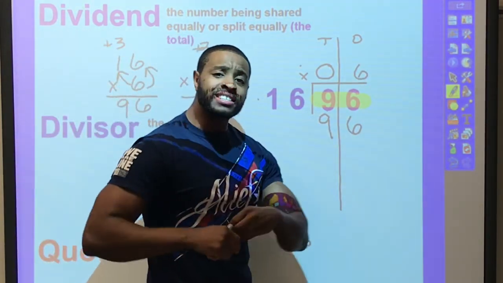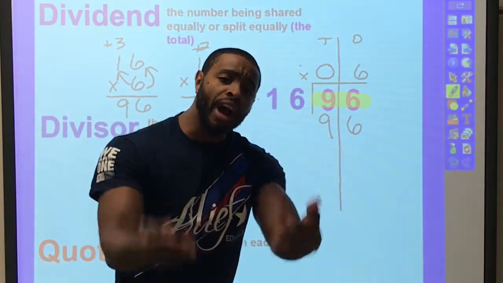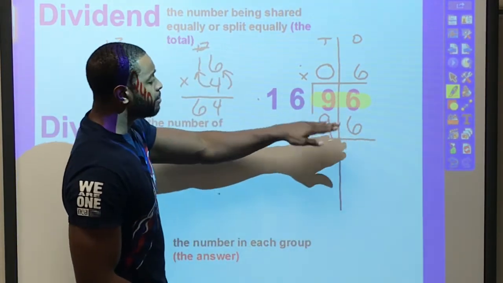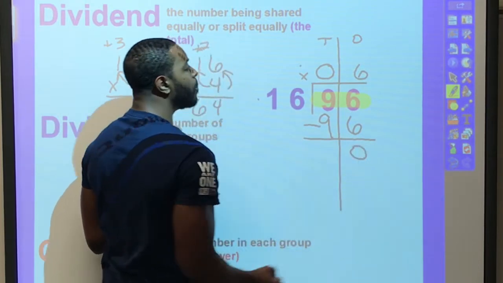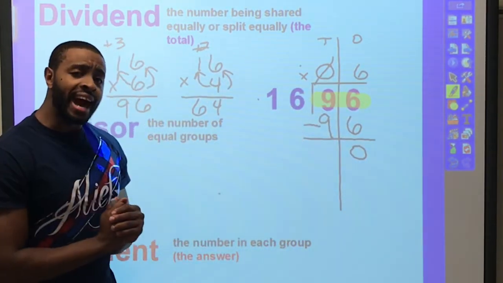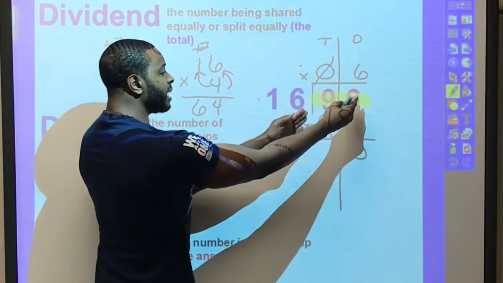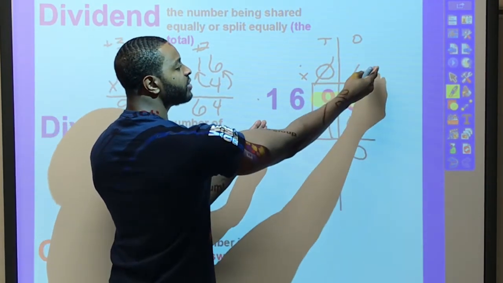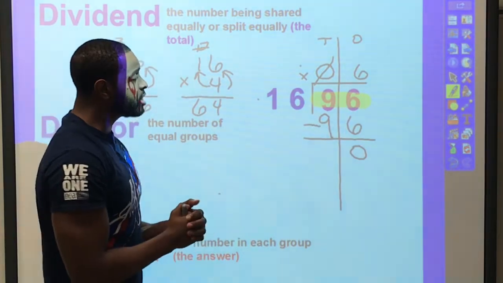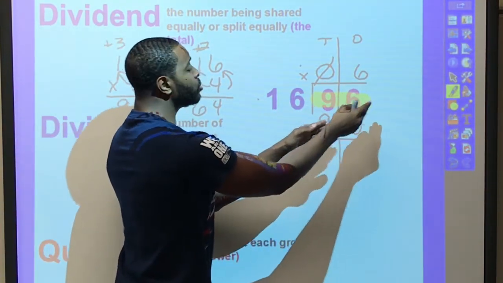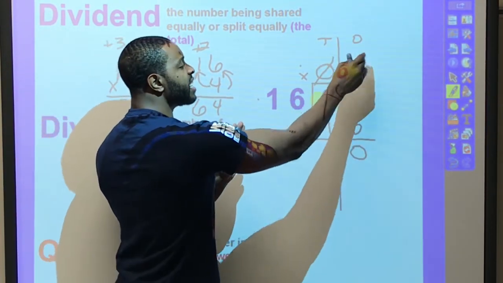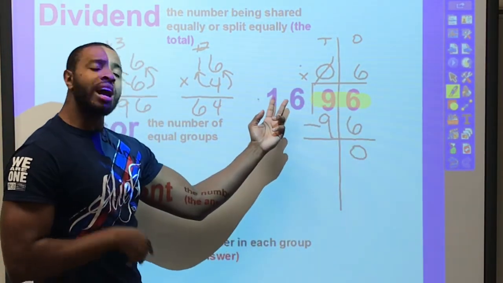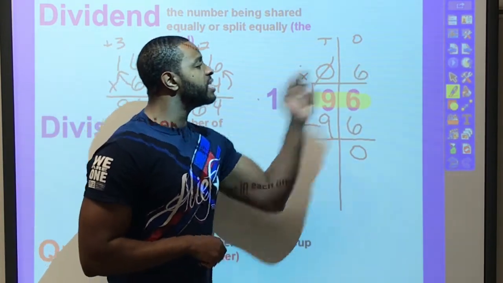Because division is the same as repeated subtraction, I now need to subtract here. And 96 minus 96 is 0. So when I look at that, this is telling me that 96 divided by 16 gives us a quotient of 6. Or that means when I take 96 and split it into 16 groups, there will be 6 in each group. So 96 will be our dividend, 16 will be our divisor, and our quotient will be 6.